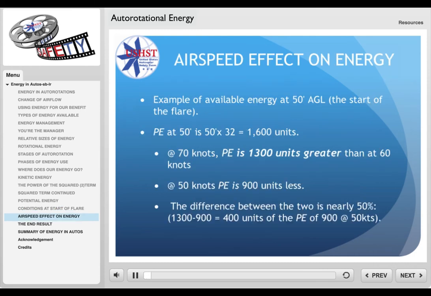Let's look at the difference in energy at 50 feet above the ground, the starting of our flare, with different speeds. The potential energy at 50 feet is 1,600 units. What's really interesting is how much difference in airspeed 10 knots from 60 knots makes in the overall energy situation. At 70 knots, the energy is 1,300 units greater than at 60 knots, but at 50 knots, it's 900 units less. The difference between the two is nearly 50%.